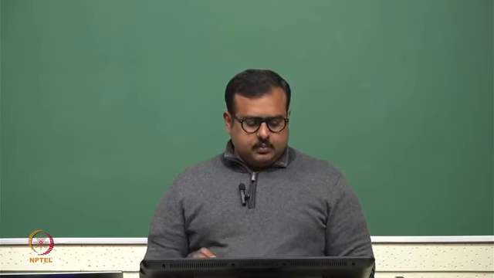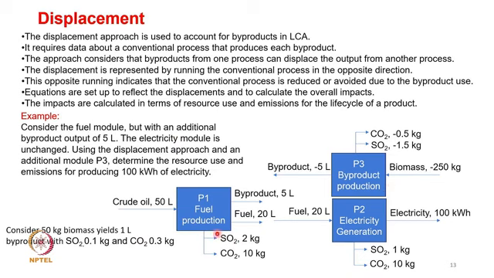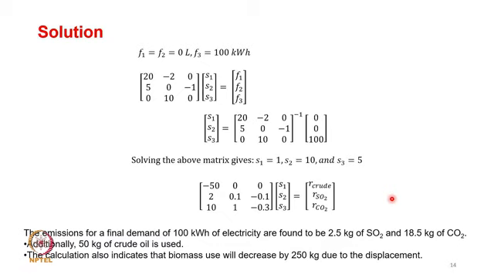These impacts are calculated in terms of the resource use and emissions for the life cycle of the product. So I think this is what is being summarized. You have a byproduct and the generation system is fairly unchanged. So how to account for this now? Again, you will have 100 kilowatt hour of electricity. These two are coming from your initial calculations, fine. So this is coming from the individual computations, and we have to compute the inverse to get your corresponding S1, S2, S3.